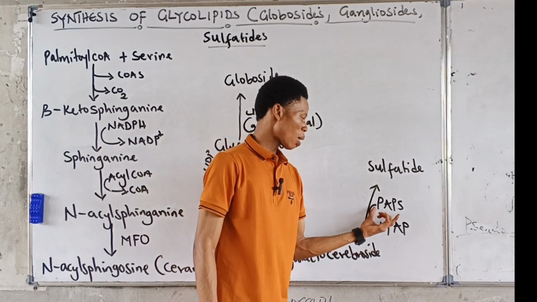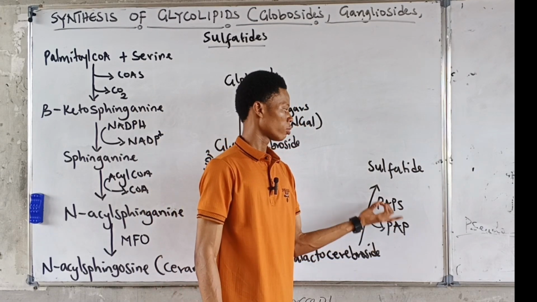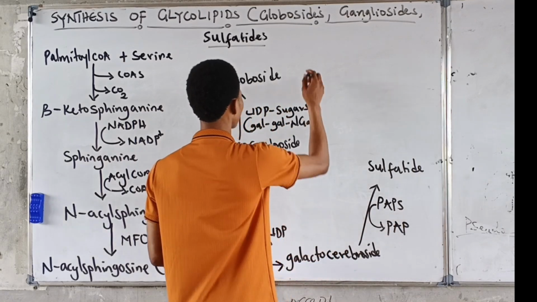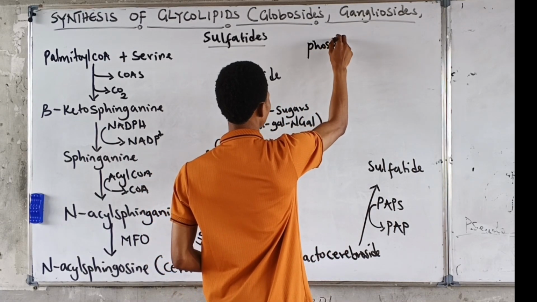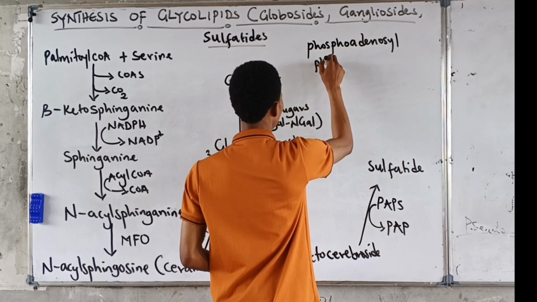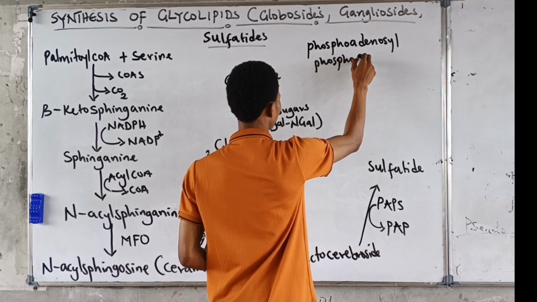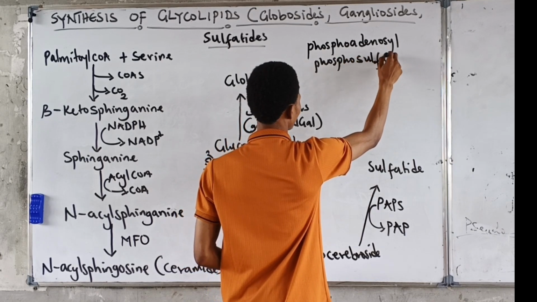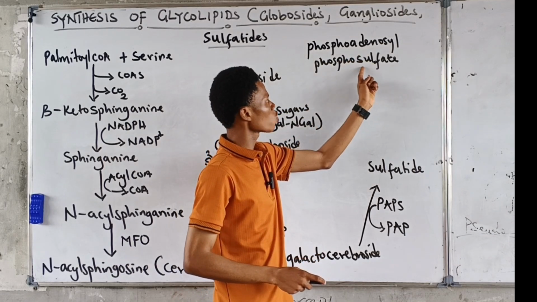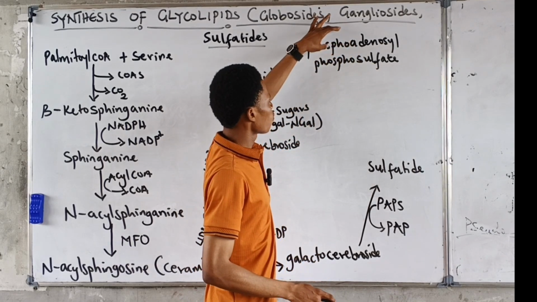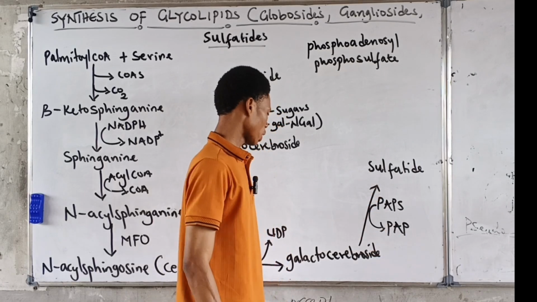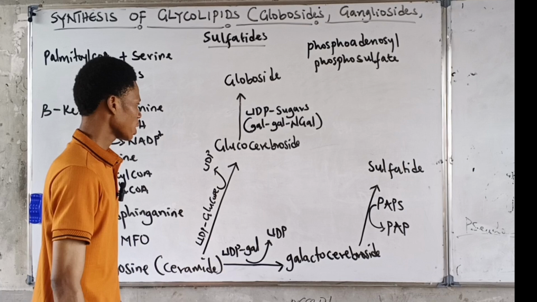Then the last step, PAPS comes in and leaves as PAP to form a sulfatide. This PAPS is just a donor of sulfur and it stands for phosphoadenosyl phosphosulfate. So it will donate its sulfate here and leave as phosphoadenosyl phosphate. Then we have our sulfatide. Basically, that's the synthesis of sulfatide.